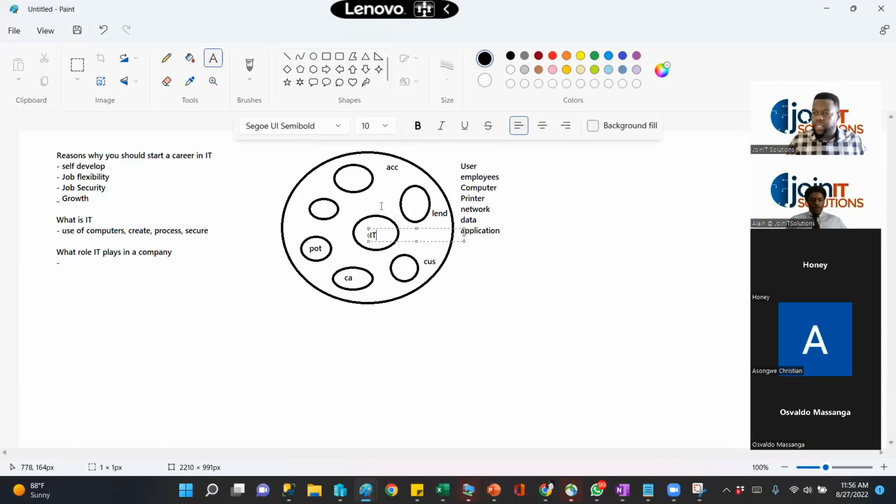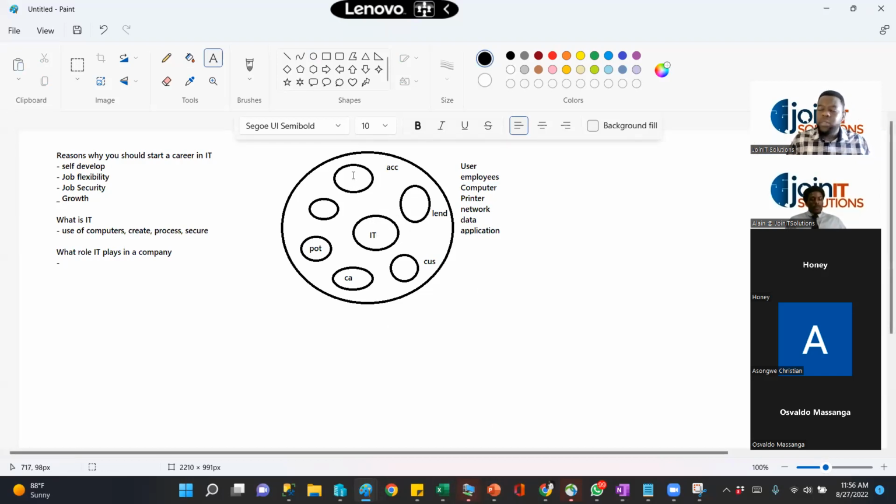They need applications. In IT now, you have people that develop applications. You have people that set up their network. You have people that build their computers and all of that. So this is where you fit in if you are getting into IT in any company.